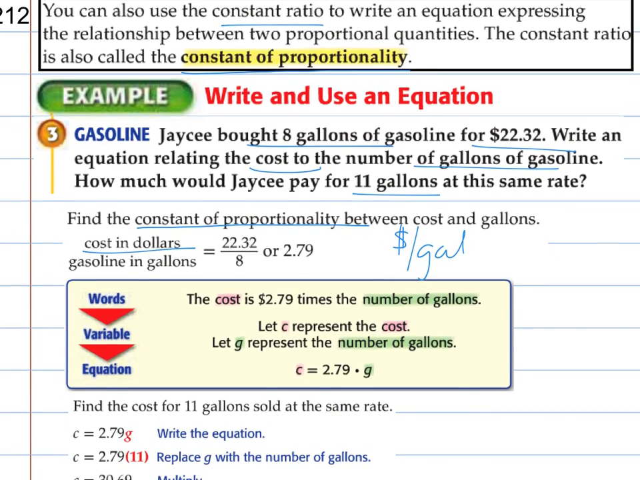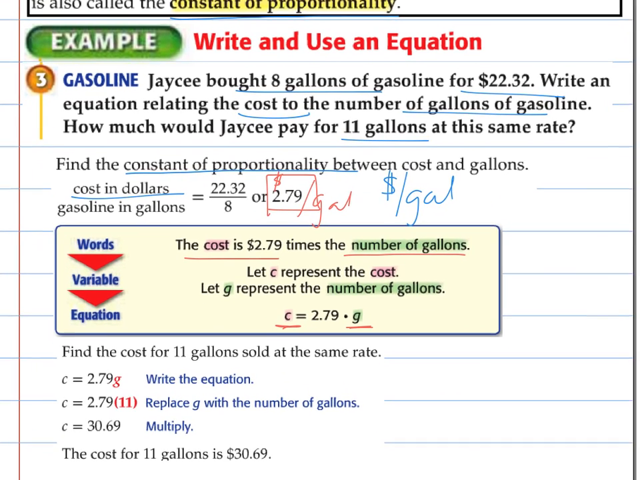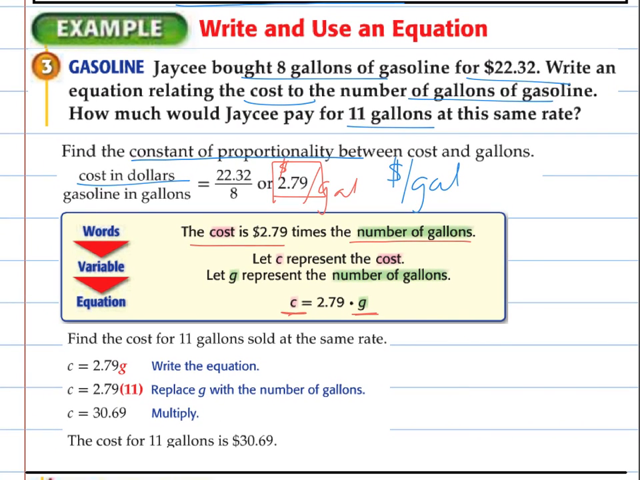So we do that, and we find out that she paid $2.79 per gallon. So in words, this means that the cost is $2.79 times the number of gallons. So we're trying to figure out the cost depending on the gallons. This just gives us a way. So hey, if she knows that it's $2.79, which is way more than it is right now, about $1 more, at this time in 2015, she could figure out, well, how much money am I going to have to spend depending on how much gas I need. So these equations are really helpful for planning ahead.